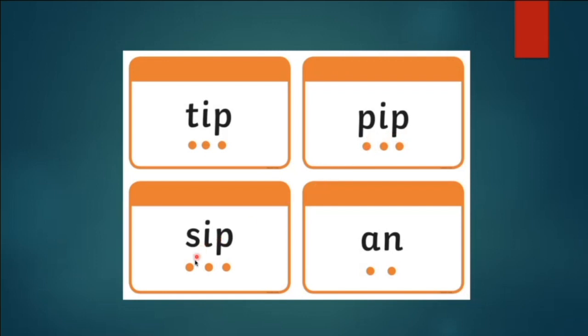All right, next one. We have here s-e-p, sip. Who can tell me the word? Yes, you're right. The word is sip. All right. Now for this word, we have only 2 sounds. Now let's say the sound.